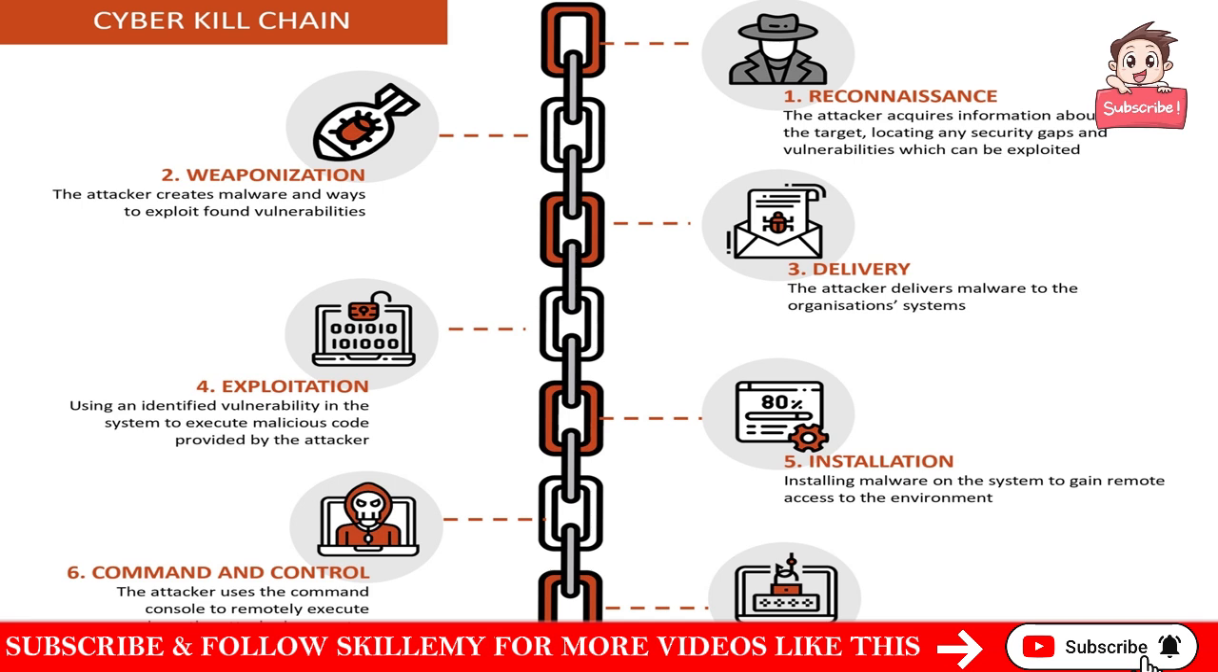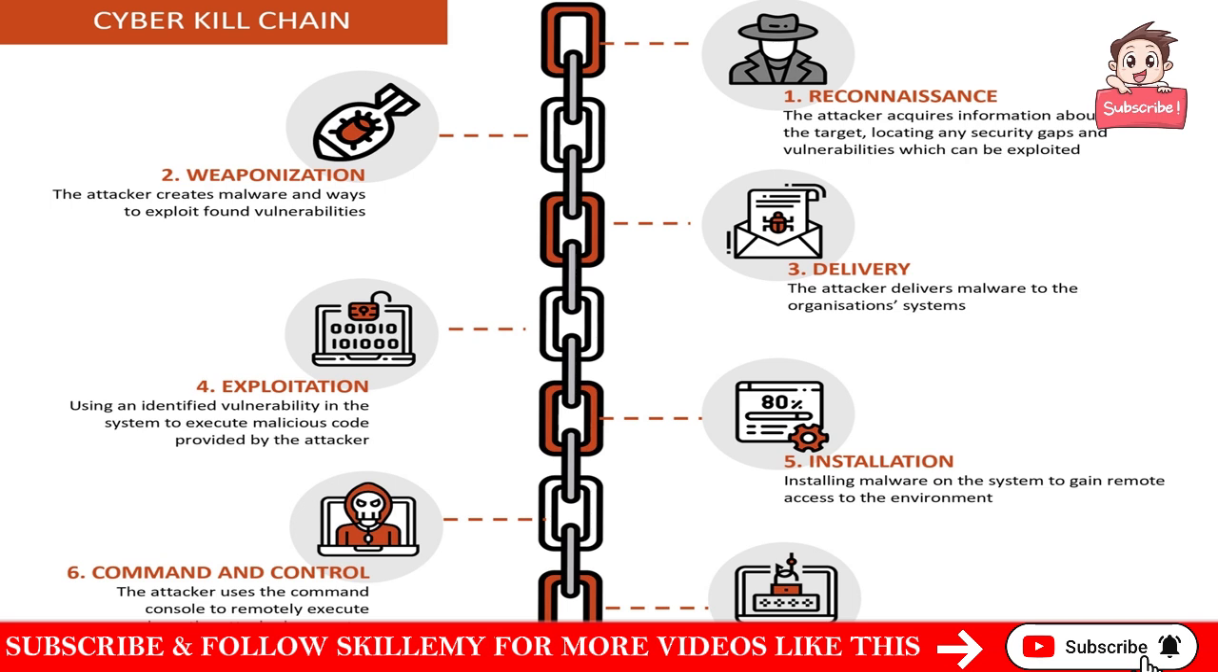The Cyber Kill Chain Model consists of the following 7 stages: reconnaissance, weaponization, delivery, exploitation, installation, command and control, actions on objectives. First of all, reconnaissance. This is the initial stage where the attacker gathers information about the target. This involves scanning the target's network, researching the target's employees or partners, or even visiting the target's physical location to gather information.